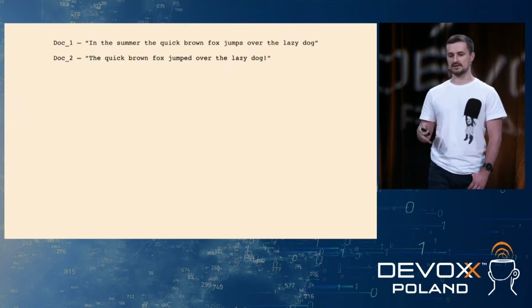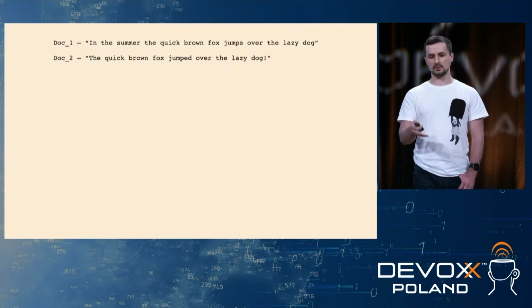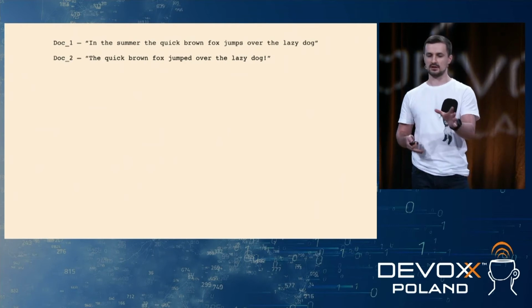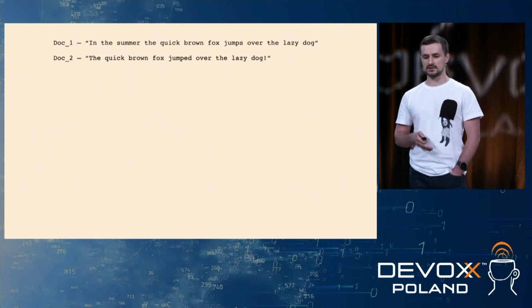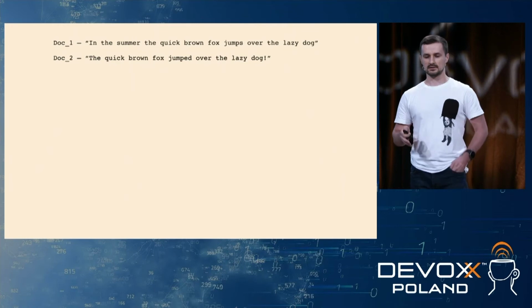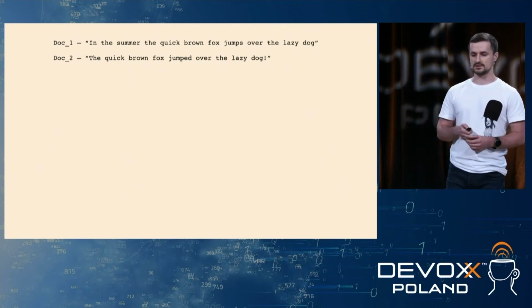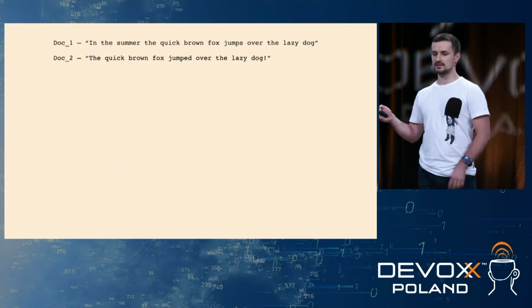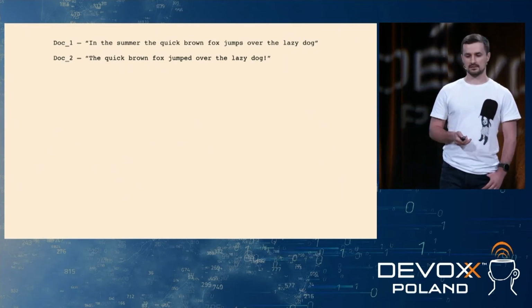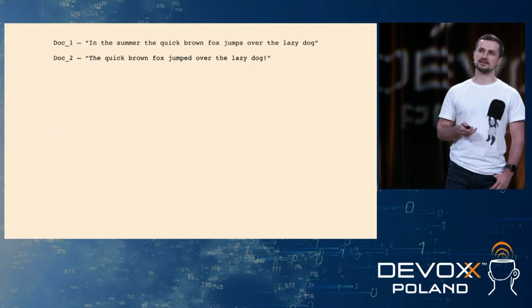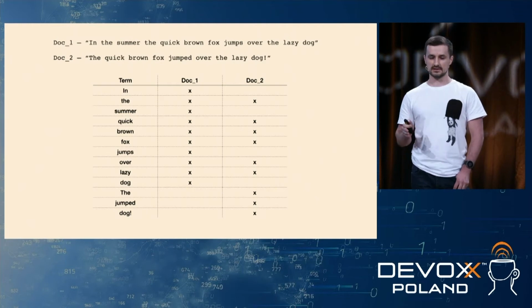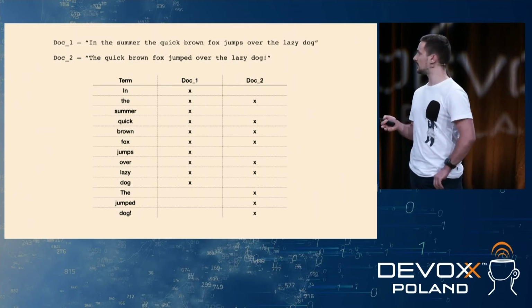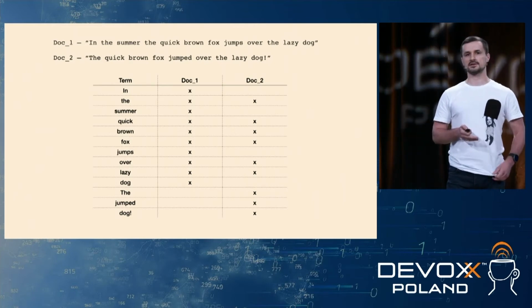So we have 2 documents. This can be only 1 field in a document, but let's say this is the whole document. So there are 2 sentences. In the summer, the quick brown fox jumps over the lazy dog. And the second one, the quick brown fox jumped over the lazy dog, exclamation point. All right, so how does an inverted index look? It looks somewhat like this. It may be a little different, but the structure remains the same.